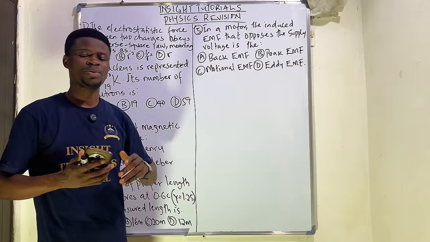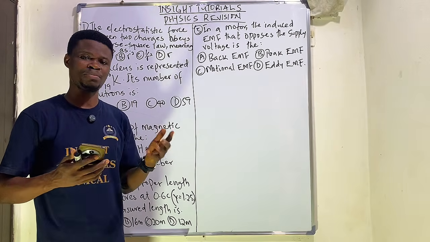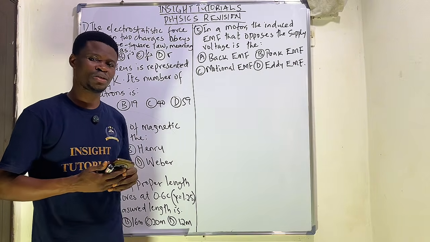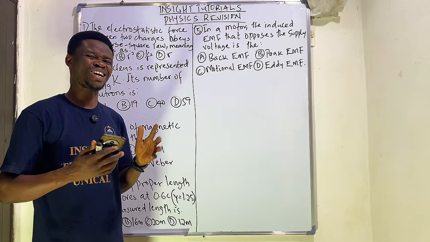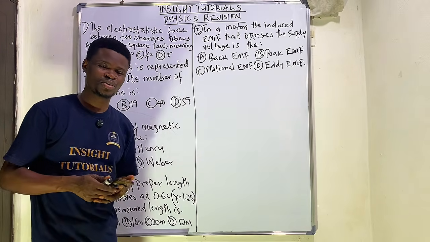So in today's class, we're going to be dealing with 50 high-yield questions you will see in a typical physics CBT exam. In the course of us attempting these questions, I want you to always pause the video, try to solve it yourself, and see how many you score out of 50. Let's go straight away to starting.